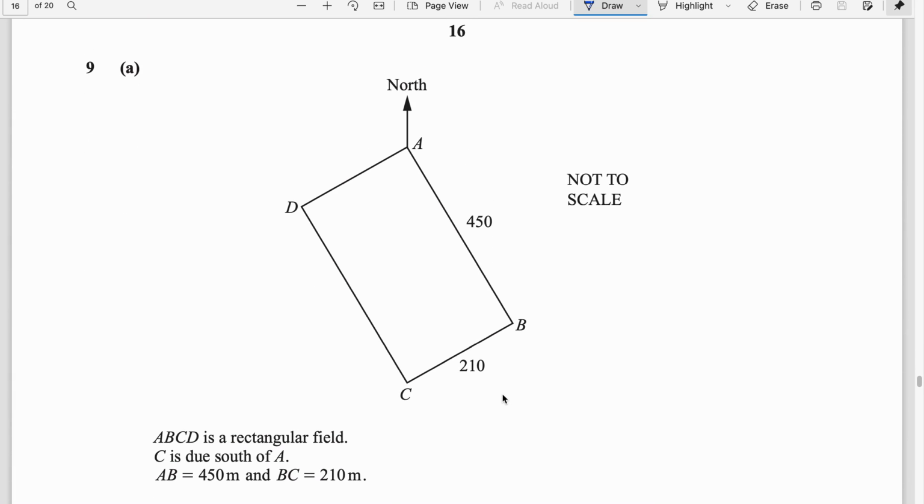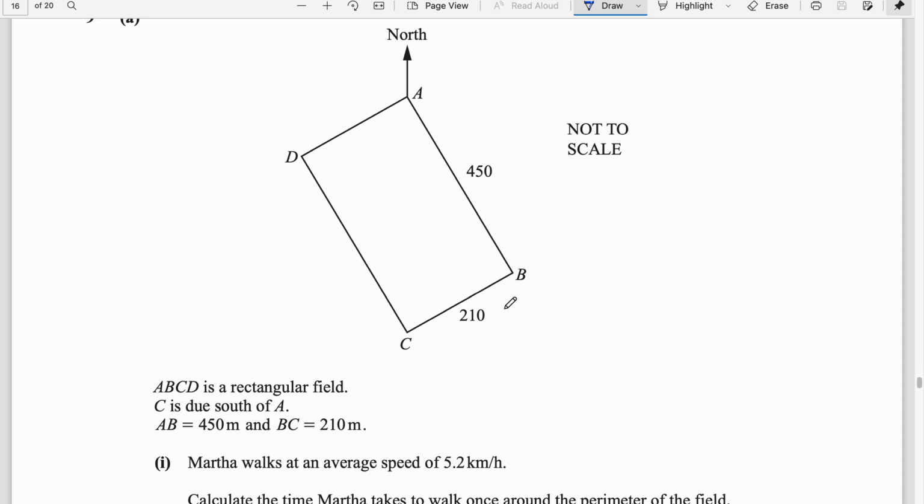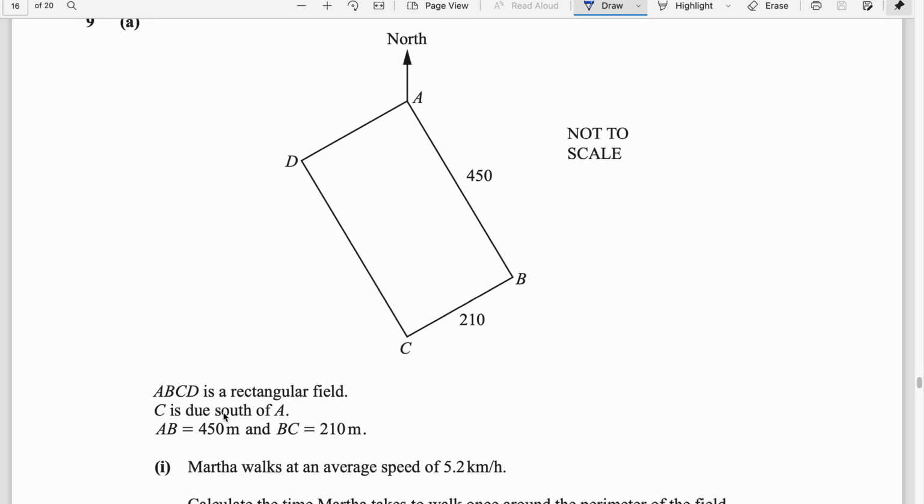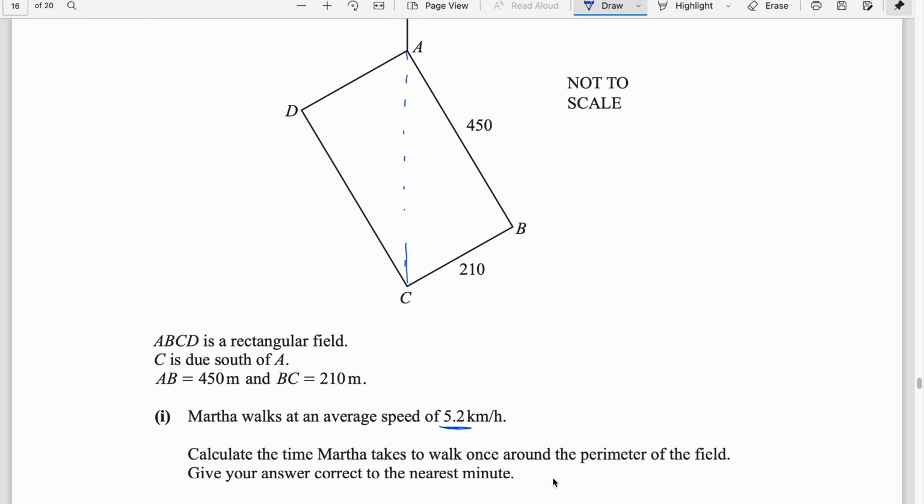Question number 9. ABCD is a rectangular field. C is due south of A, vertically below it. AB is 450, BC is 210. Martha walks at an average speed of 5.2 kilometers per hour. Calculate the time Martha takes to walk once around the perimeter of the field. Give your answer correct to the nearest minute.